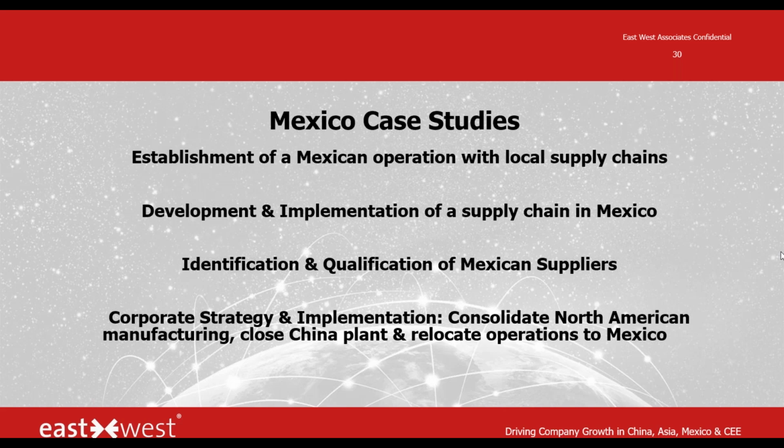And then the last one is really a corporate business development case. Is Mexico the right place? What's it going to be? How do we do it? How do we buy land? How do we do this? Really a turnkey. So very, very interesting case. Next slide, please, Alex.